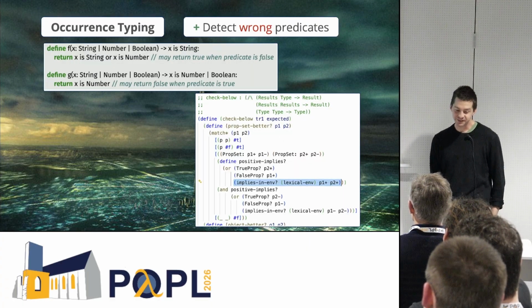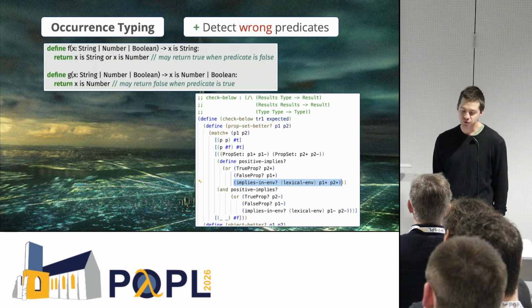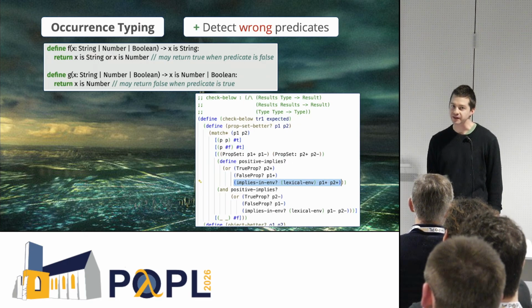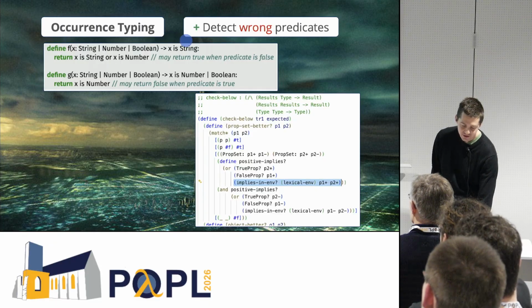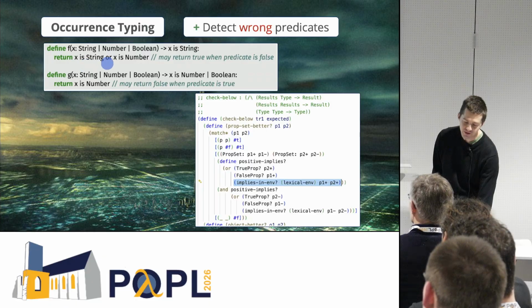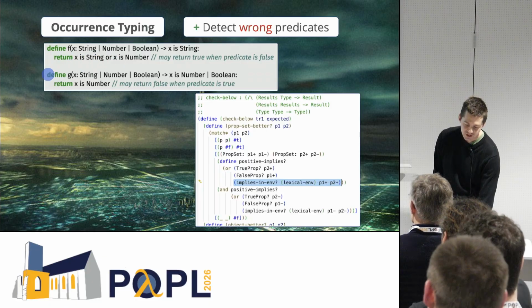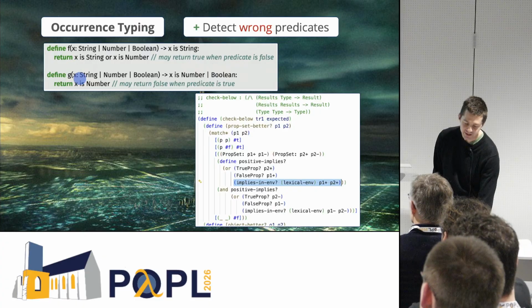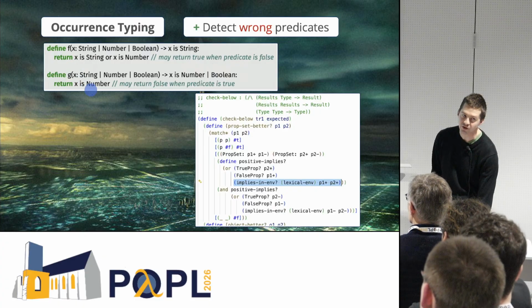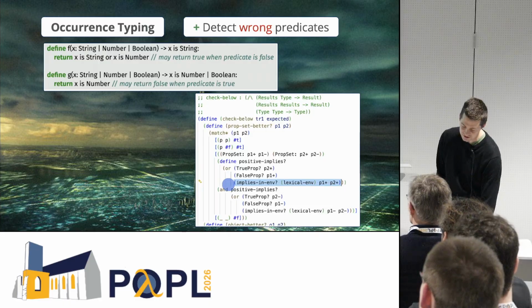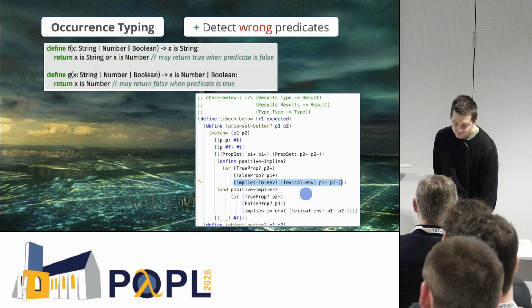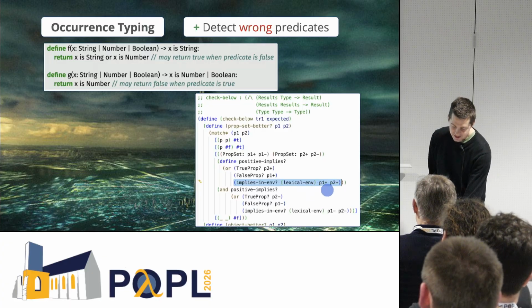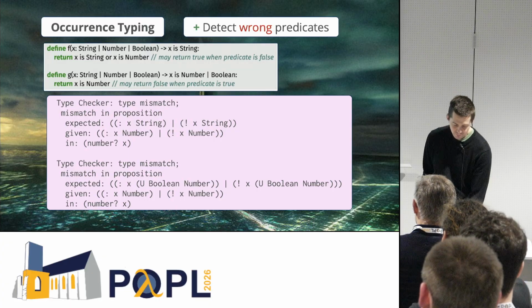But then the killer for this is with occurrence typing, it's trivial now to detect a wrong predicate. So both of these are lying. F says it detects strings, but it's really looking for strings or numbers. And G says it's looking for numbers or Booleans, but it's not doing enough work. It's only looking for numbers. So both of these are very easy to check. Just the result that we currently have, P1, does that imply P2? Maybe I've got it backwards.